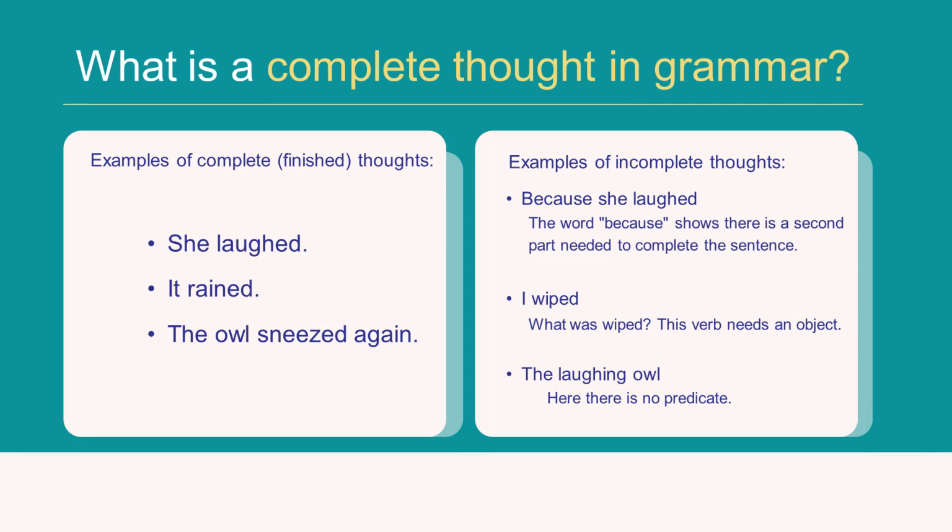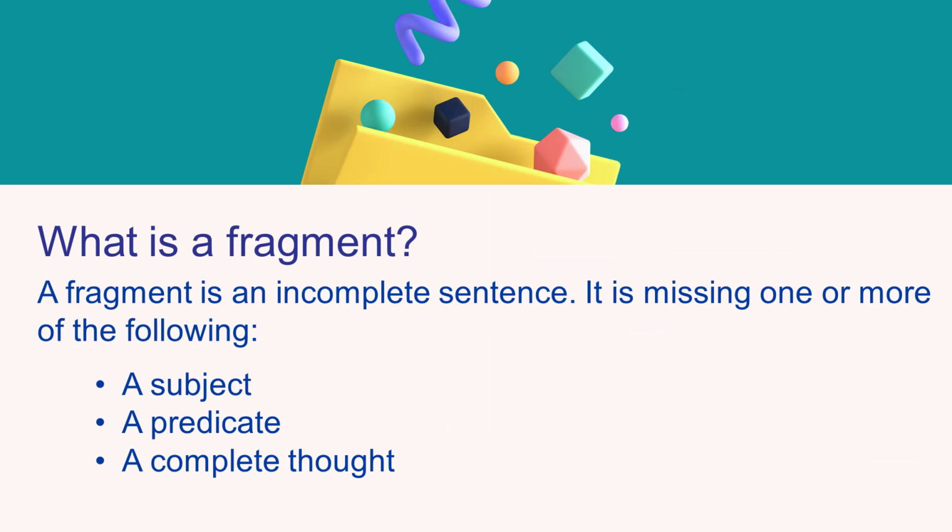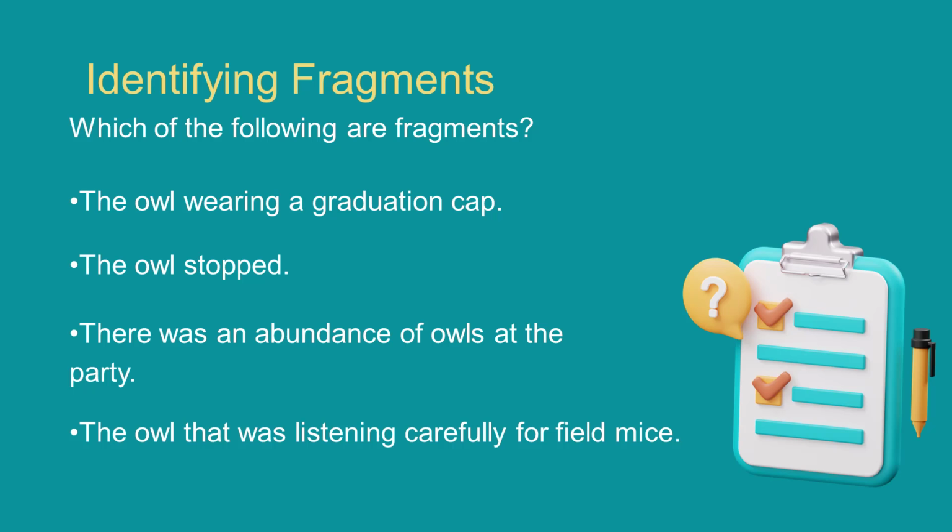Okay. So examples of incomplete thoughts would be like because she laughed. The word because here really needs a second part to complete the sentence. Or I wiped. What was wiped? Was the window wiped? Here the verb needs an object. Or if we just say the laughing owl, well, that's maybe just a subject for a sentence and we don't have a predicate. So fragments are when a sentence is incomplete. So it's missing a subject, a predicate, or a complete thought. Which of the following here do you think are fragments? You can pause this to write your answer.